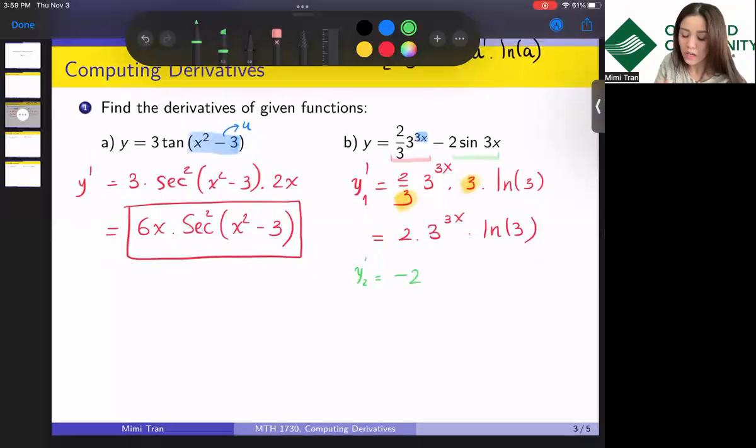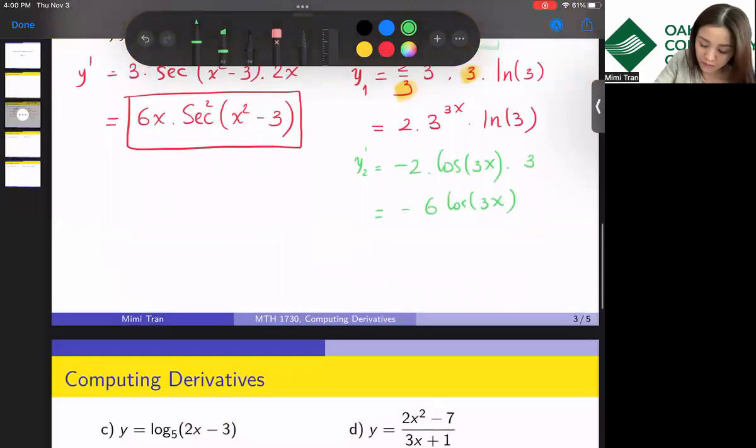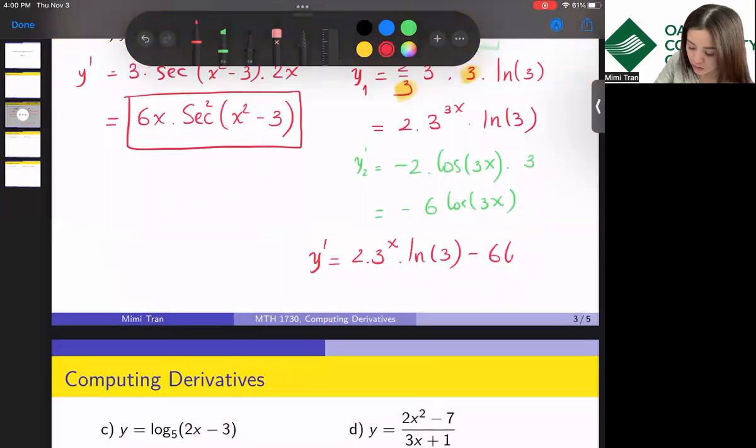So negative 2, right? The derivative of sine u is cosine u times u prime. So times cosine of u, where u is 3x, times u prime, so 3x prime is 3, which gives negative 6 cosine of 3x. You combine together, I have the overall derivative: 2 times 3 to the 3x ln of 3 minus 6 cosine of 3x.